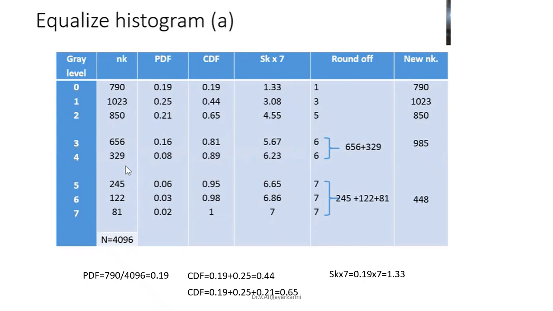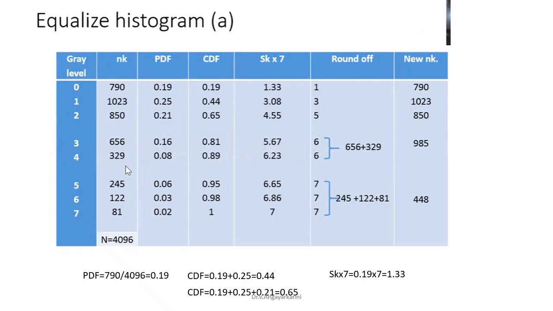Then we get 6 from 656 plus 329. Both get the rounded value as 6, so we map it to 985. In the same way, 7 is obtained for the three values of n, 245, 122, 81. Those are added and considered as 448.